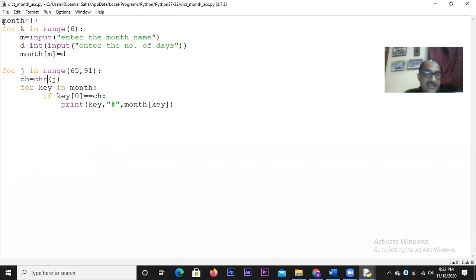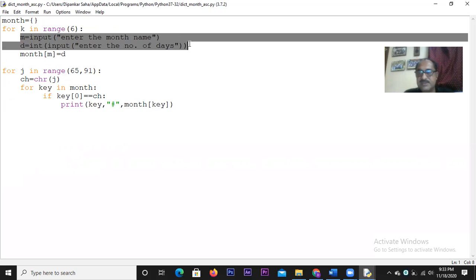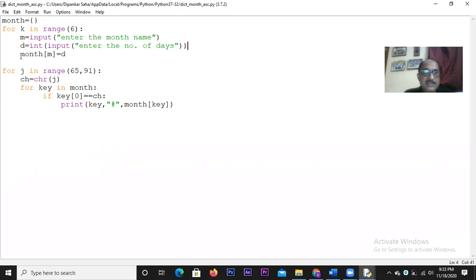So I have taken a blank dictionary here, okay? And you know that from the blank dictionary you can grow it if you want to. So that's what exactly I have done. I have input the name of the month and the respective maximum number of days present in the month. And then month is my dictionary. I used the month value, that is M, as a key, and I wrote equal to D. That means the maximum number of days will be its value. That is how I formed the dictionary.